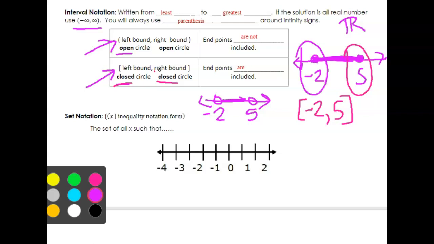So I would use those open circles. I would use the parentheses. So -2, 5. Like that. So closed circles use brackets. Open circles use parentheses.